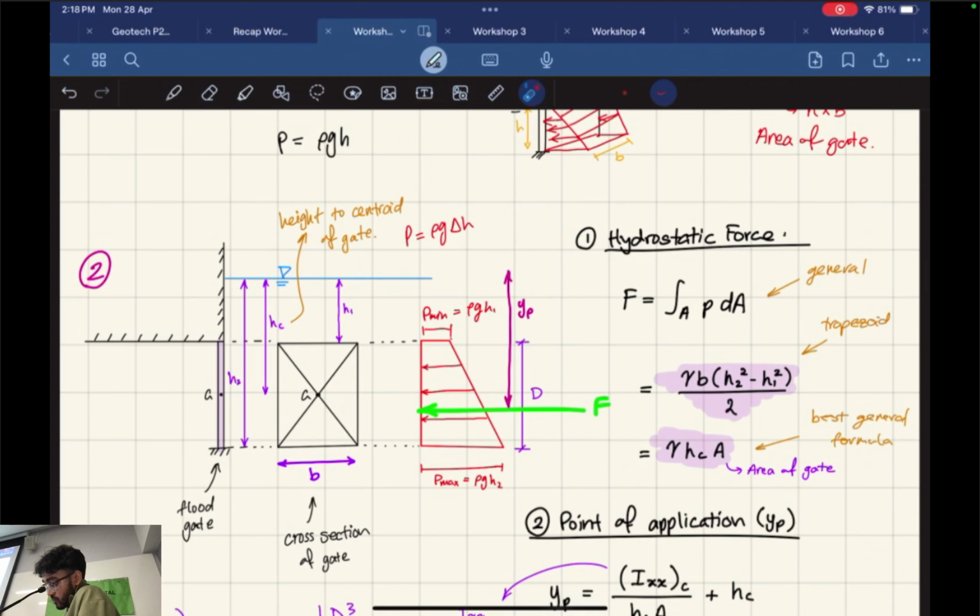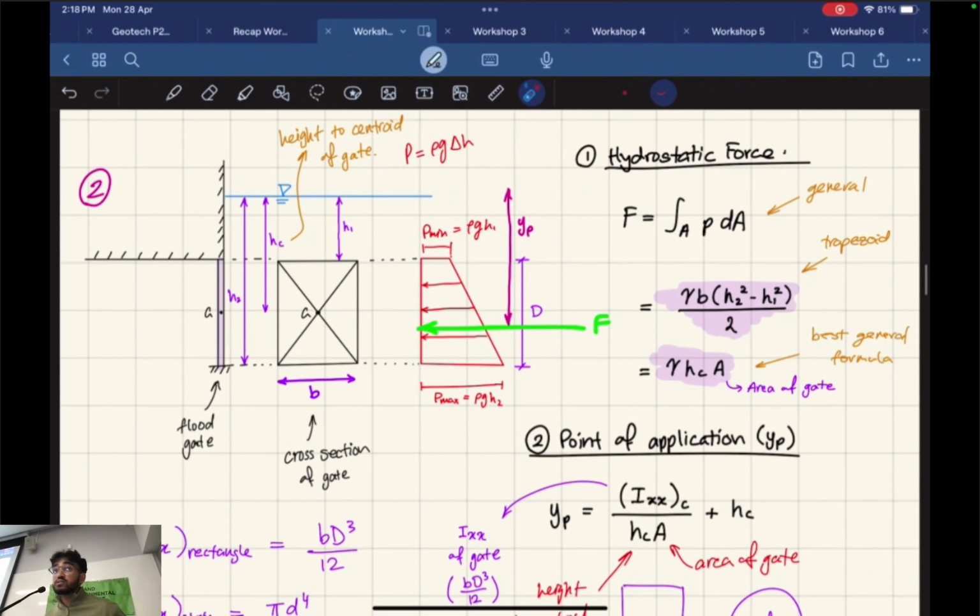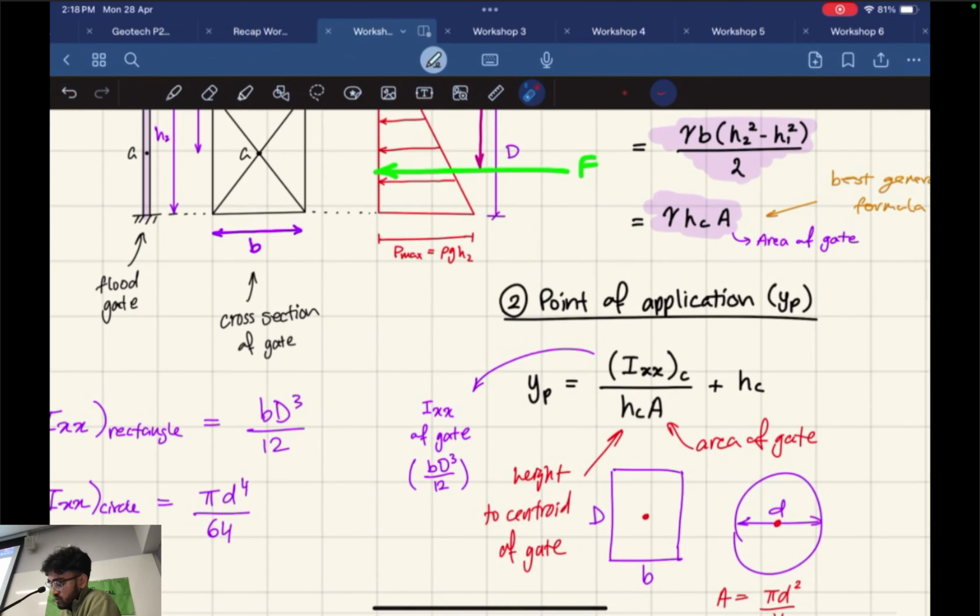So, what else do we have to cover? Point of application. For inclined and vertical surfaces, you might also be asked to find the point of application. I'm going to go through a question with that, but there's also a general formula that's already on your formula sheet.